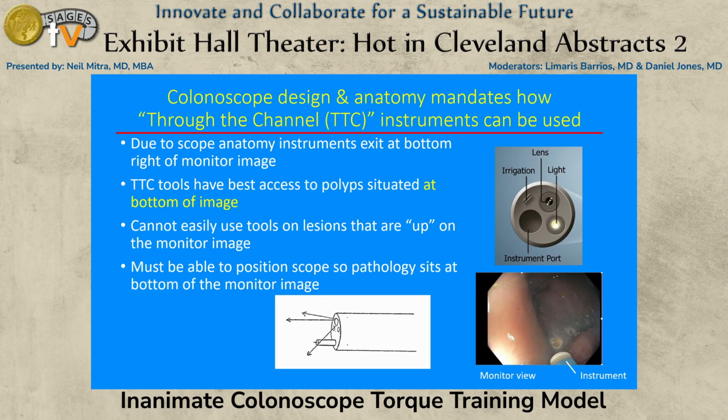The relationship between the camera and the instrument channel in all colonoscopes is such that the tools are passed through the instrument channel and exit the colonoscope at the bottom right of the monitor image. These tools can best interact with polyps if the lesions are also located at the bottom of the image. Torque is how the polyp's position relative to the endoscopic tool is changed.